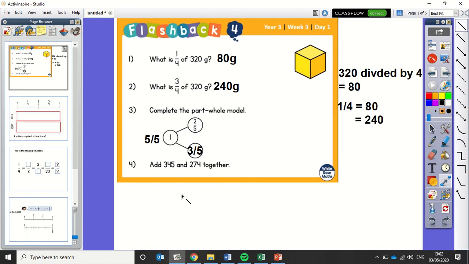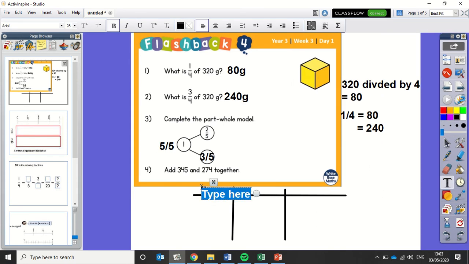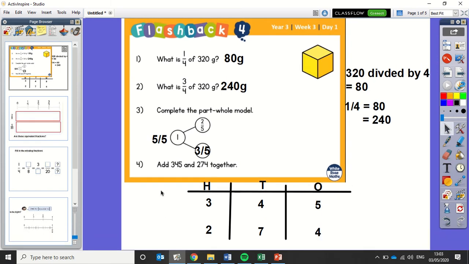The last one says add 345 and 274 together. So I'm going to make a column addition chart. I've got hundreds, tens, and ones. In my hundreds, I've got 3 and 2. In my tens, I've got a 4 and a 7. And in my ones, I've got a 5 and a 4. Remember, when you're doing column addition, you always start with the ones.